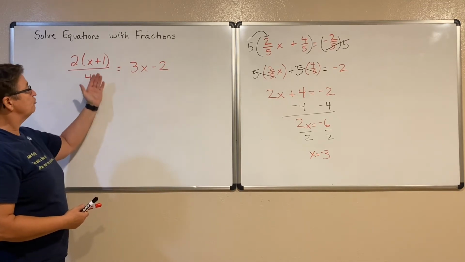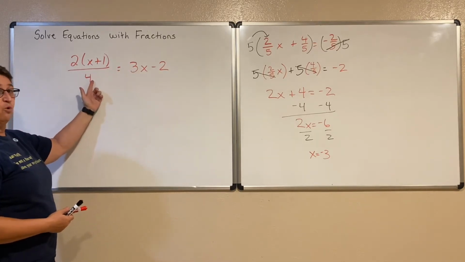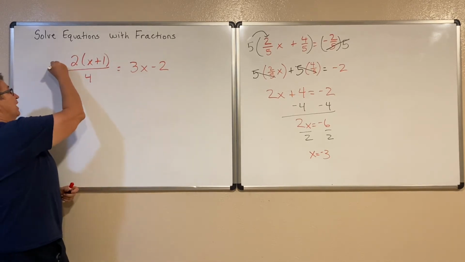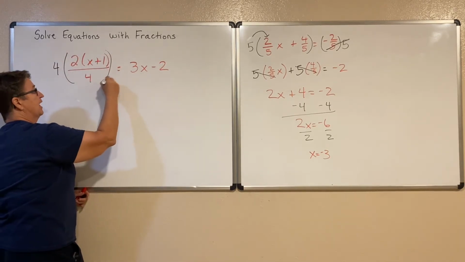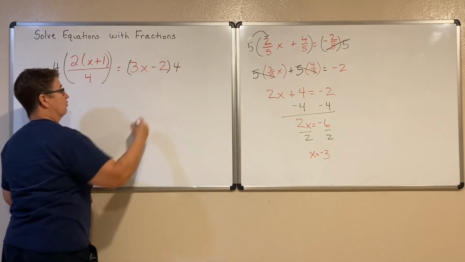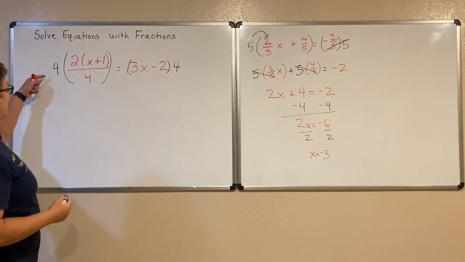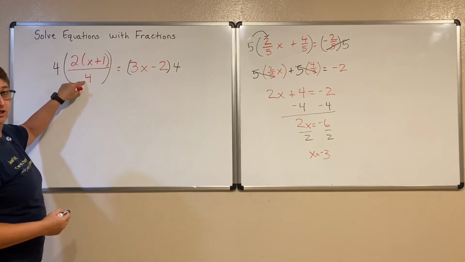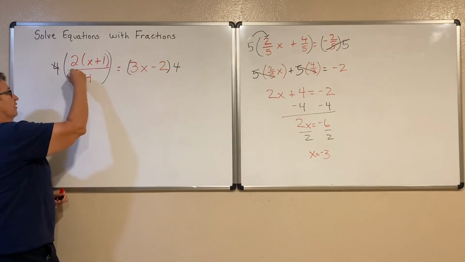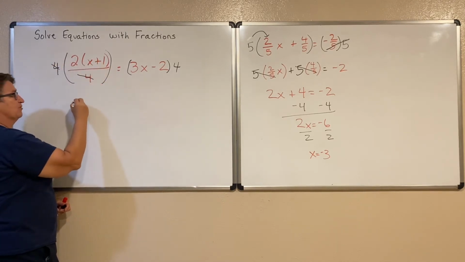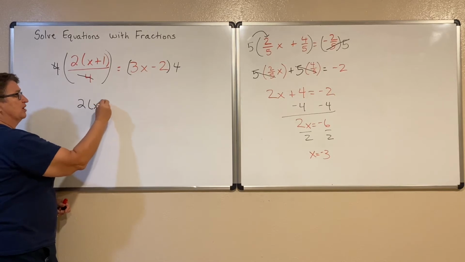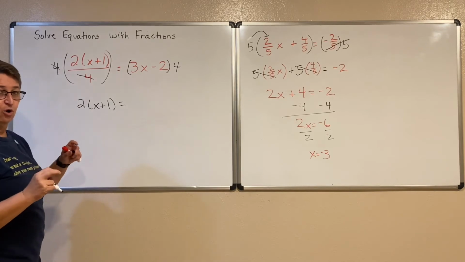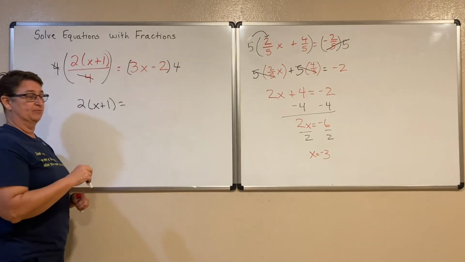But if I multiply both sides by this 4, it's going to take care of that fraction for me. So I need to multiply this side by 4, and I need to multiply this side by 4. Now, when I multiply this side by 4, this 4 divided by that 4 becomes 1. And 1 then times my numerator is just that numerator. So by multiplying both sides by that 4, I took care of that fraction.